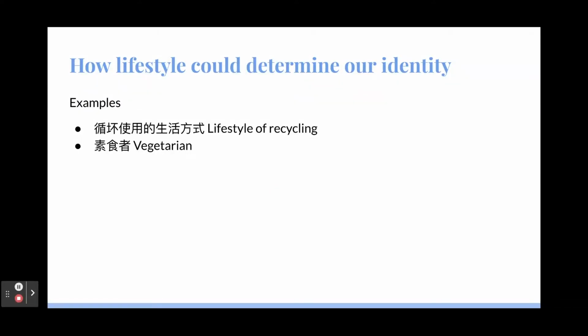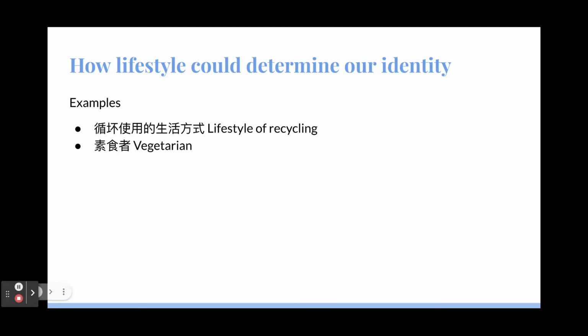I'll be talking about how lifestyle could determine our identity, and there are different types of lifestyle you could say in this unit. But here are some examples I used while I was learning this unit. So, first of all, a lifestyle that could determine our own identity is lifestyle of recycling and vegetarian.